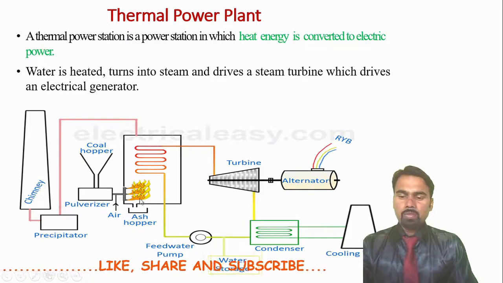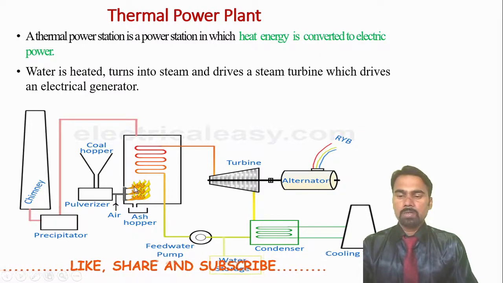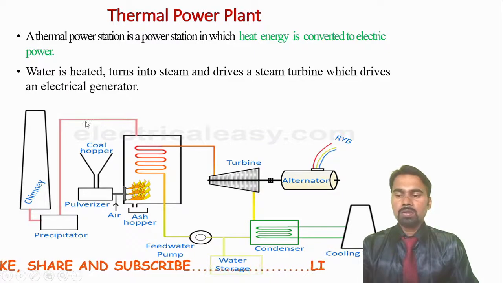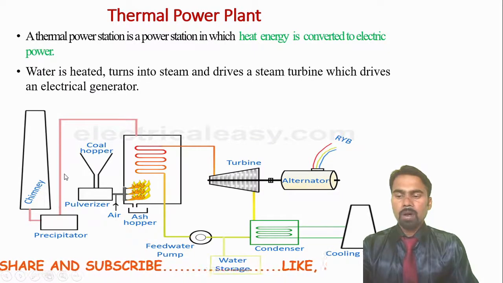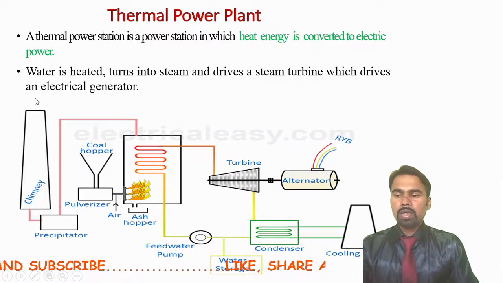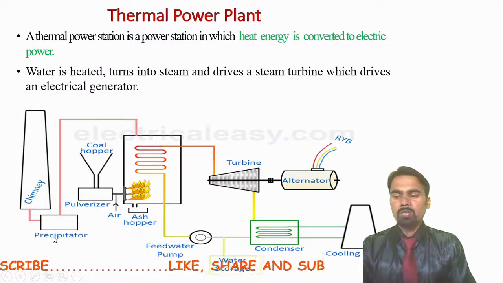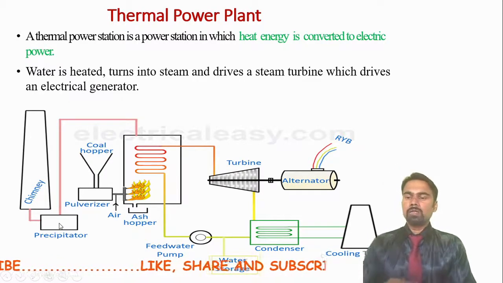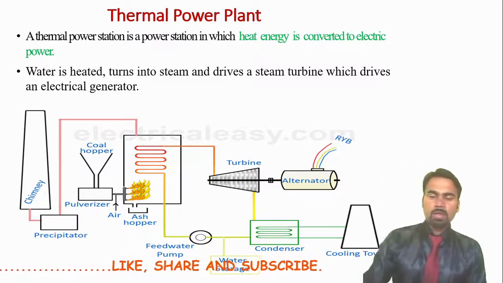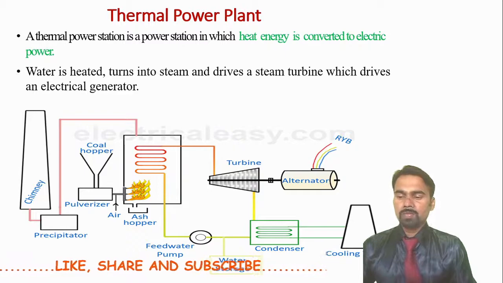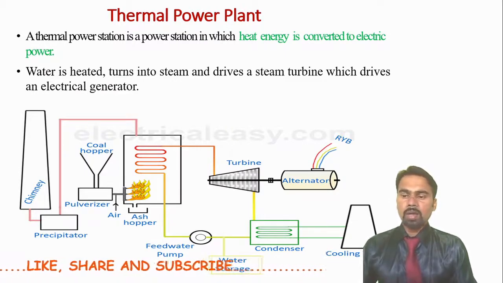Then what about these flue gases? These flue gases, after giving heat to the water, we send through this path, okay, into the chimney and out into the atmosphere. These flue gases we release into the atmosphere. Here is one more component, the precipitator. The function of the precipitator is to remove the carbon particles or any solid particles remaining in the flue gases. Working of that precipitator we'll see later.